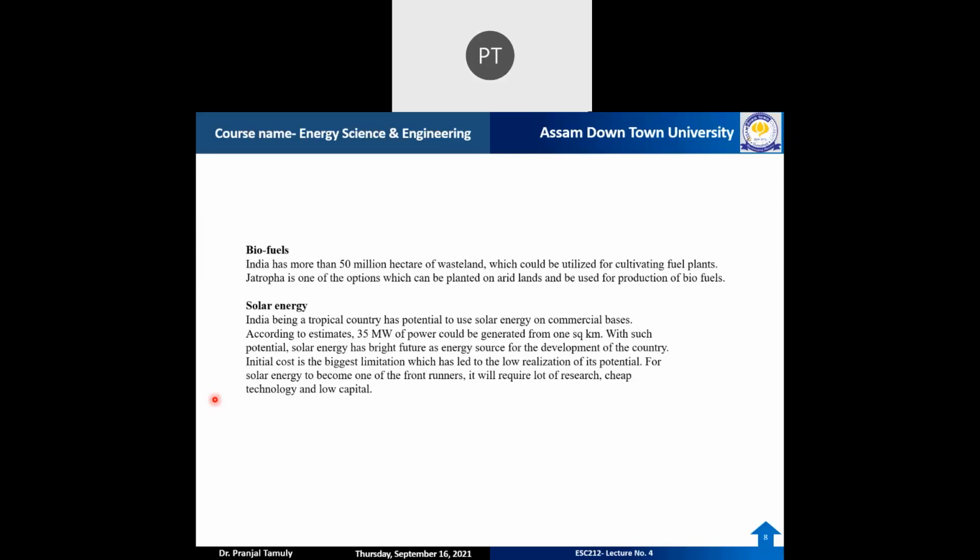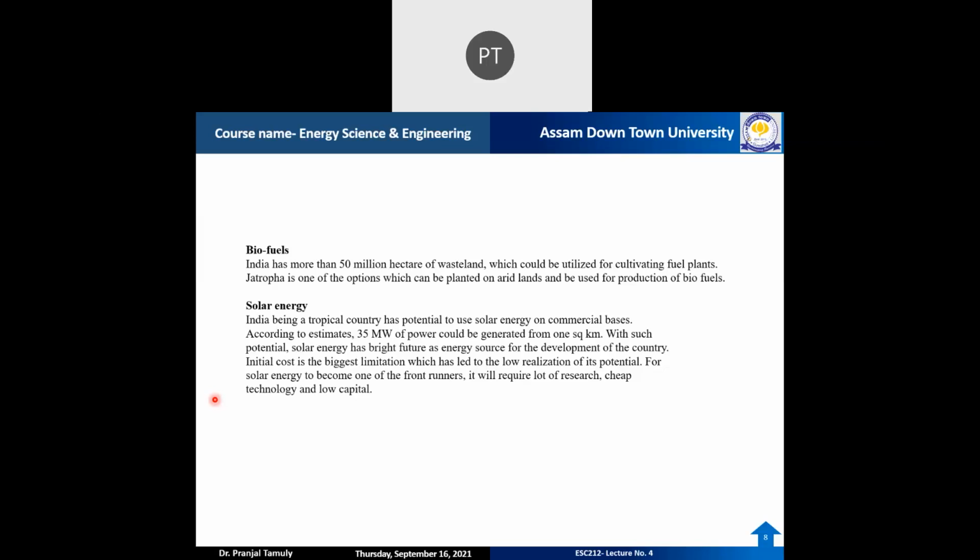Biofuel. India has more than 50 million hectares of wasteland which could be utilized for cultivation of fuel plants. Jatropha is one of the options which can be planted on arid lands and be used for production of biofuels. There are several initiatives taken by the Indian government to use this Jatropha, or there are several plants also available which use sugar cane to produce biofuels. So this is one of the sources of renewable energy. So government has taken much initiative using this sugarcane, jatropha or these products to convert it into biofuel.